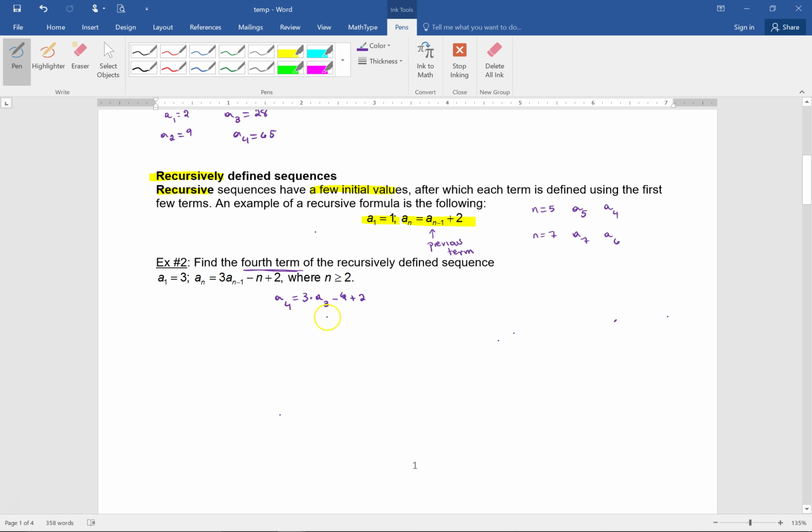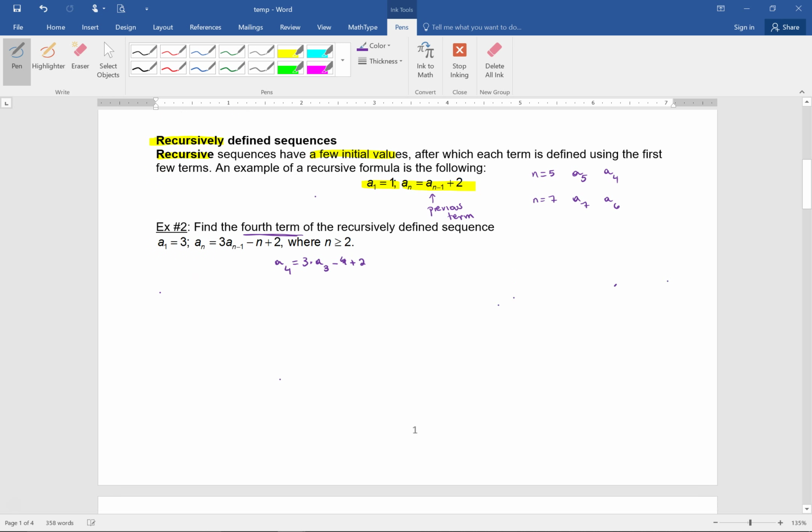All right, now we need A3 here, which we don't have. All we have is A1. That means we have to find A3, and then we can use that to find A4. So we have A1. What's A2? A2 is 3 times A1 minus 2 plus 2. So A2 is equal to 9. What about A3? That's 3 times A2 minus 3 plus 2. How much? 26. So now I can find A4. That's 3 times A3 minus 4 plus 2.